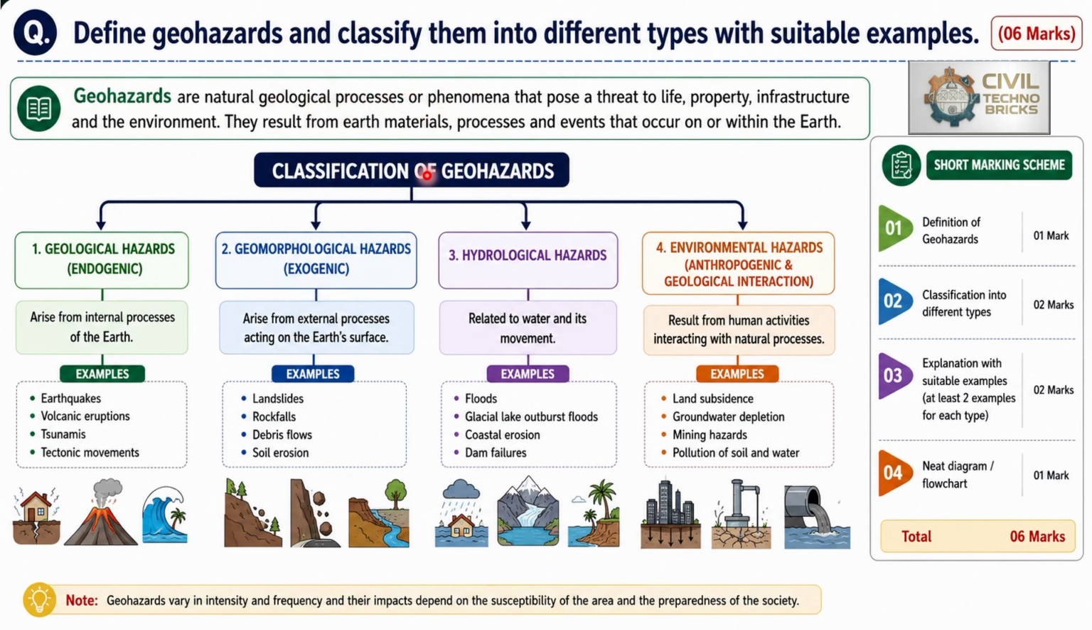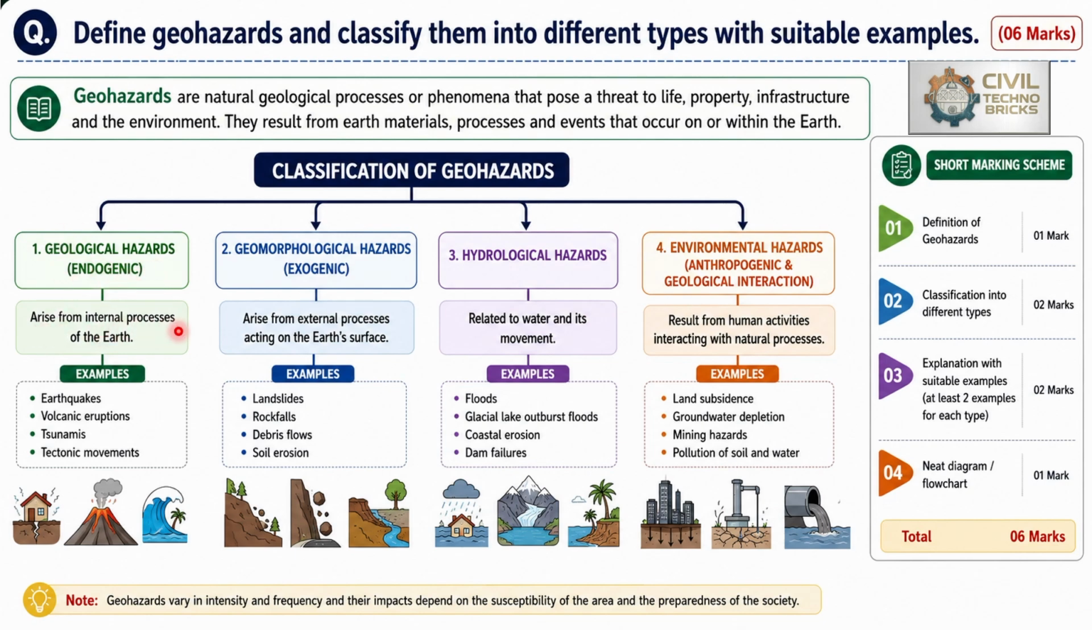So what is the classification? Four types are there based on endogenic, exogenic, anthropogenic and hydrogeological, or we can say hydrological. So geological hazards, geomorphological hazards, hydrological hazards and environmental hazards. So four types of hazards are the geohazards. Here we go one by one. Geological hazards, that are the endogenic hazards.